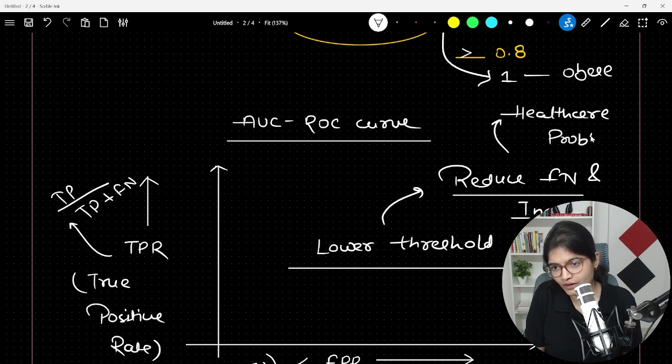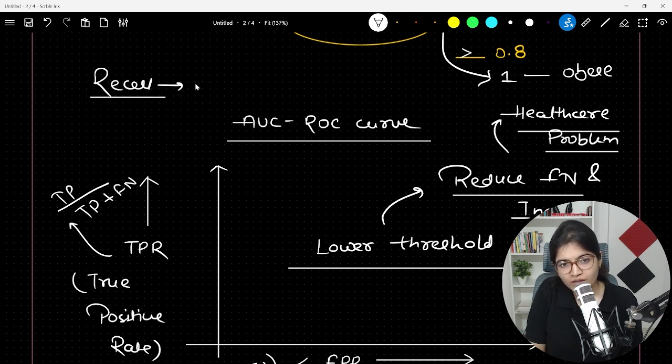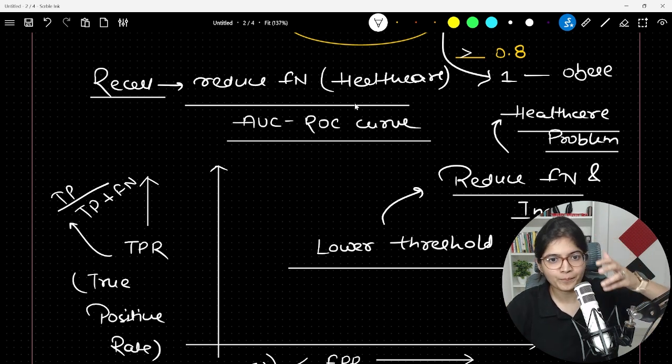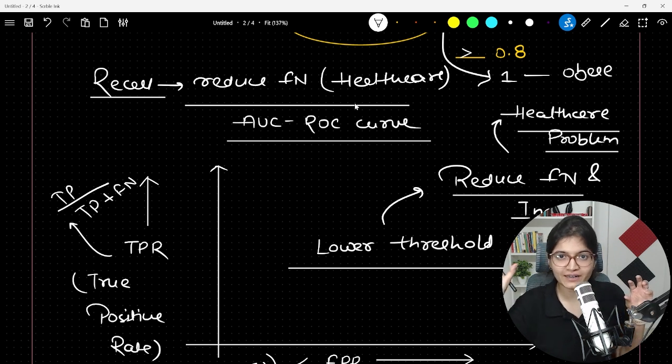Do you remember the case of precision and recall? I told you that in recall, our purpose is to reduce the false negative, and that is why it is preferable for the healthcare domain. Same thing I'm saying today. For example, a person is suffering from a cancer problem. False negative means that the prediction says the person is not suffering from cancer, but actually the target class says the person has cancer. So what is the issue here?